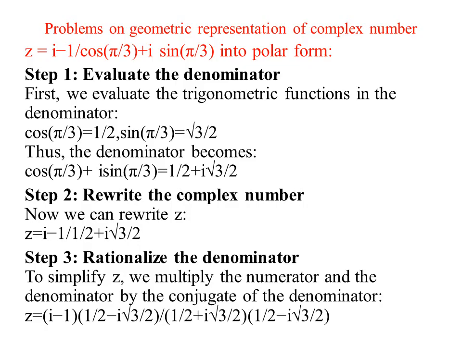After that we rationalize the denominator by multiplying with the conjugate of the denominator. Therefore z is equal to (i minus 1) into (1 by 2 minus i root 3 by 2) divided by (1 by 2 plus i root 3 by 2) into (1 by 2 minus i root 3 by 2).